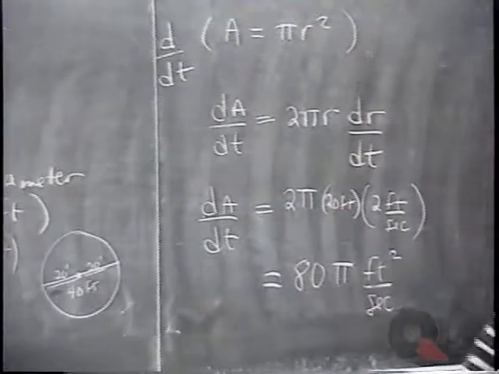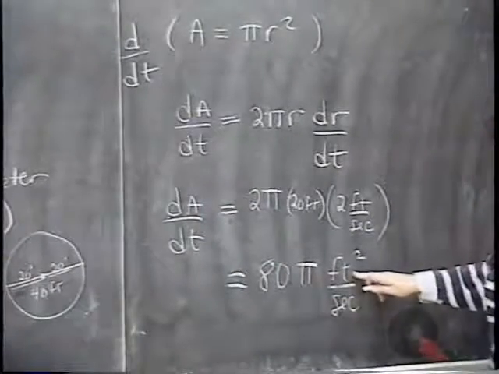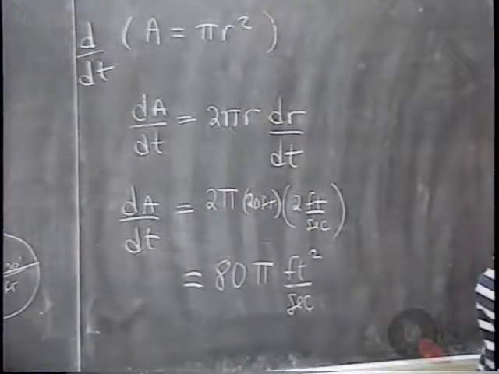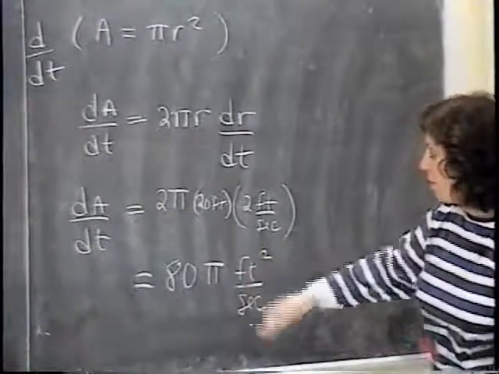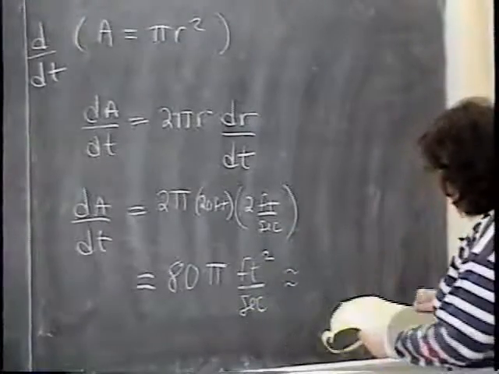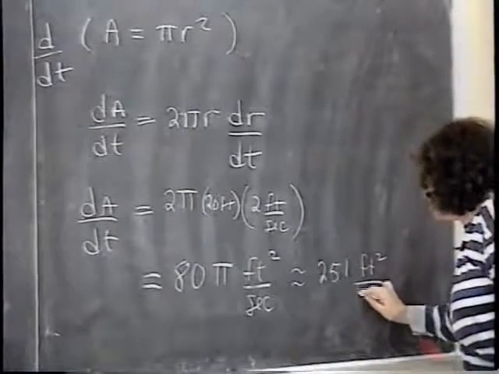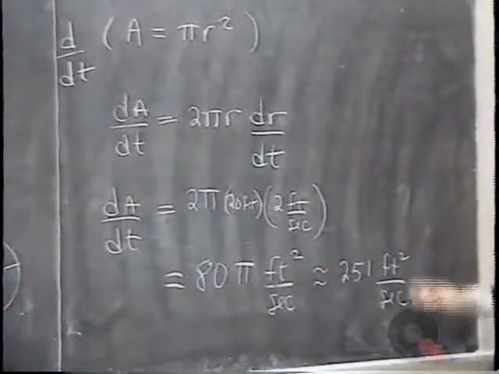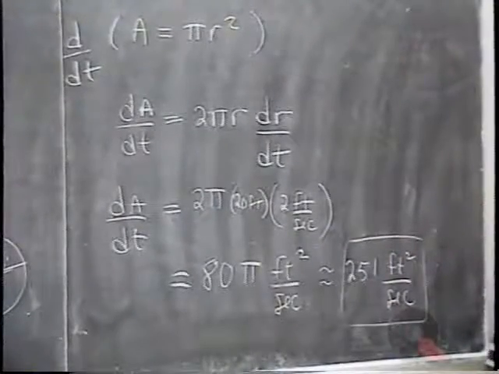We would expect dA/dt to be in terms of an area unit over a time unit, and that's correct here. So the area is increasing at the rate of 80 pi square feet per second. Now don't let this throw you. Pi is a number, approximately 3.14, and therefore this is approximately equal to 251 square feet per second. So this is a number and should be treated as such. The area at this moment is increasing at the rate of approximately 251 square feet per second.